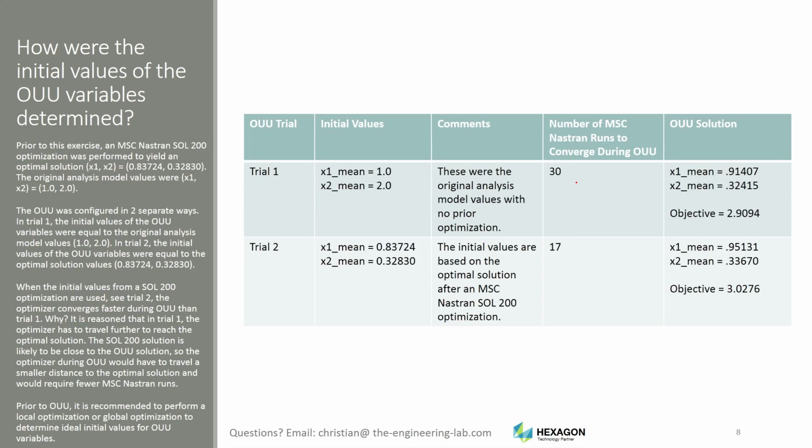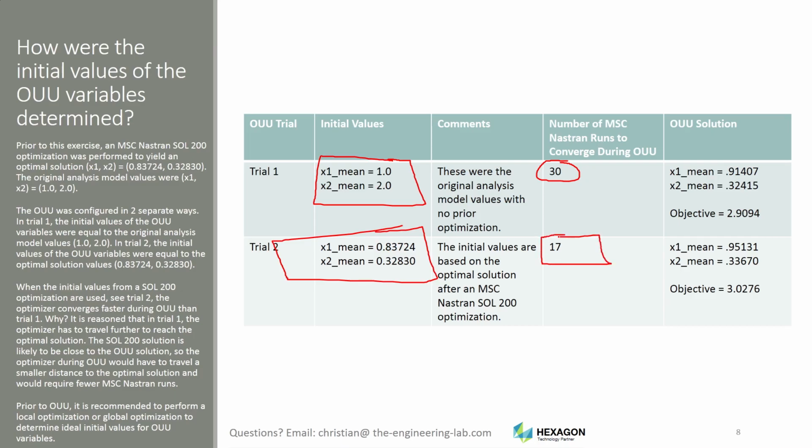And here's just an example of this. I actually have the exact number of runs documented. So here, if we started at the initial design values of 1 and 2, the OUU optimizer needed to run Nastran 30 times to get to the OUU solution. But when we started at the SOL 200 solution, the OUU optimizer only needed 17 Nastran runs to get to the optimal OUU solution. Okay then, so let's go ahead and jump to the next slide.